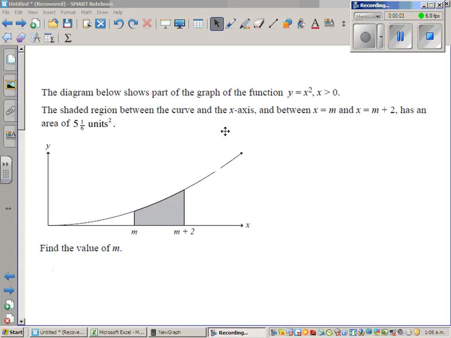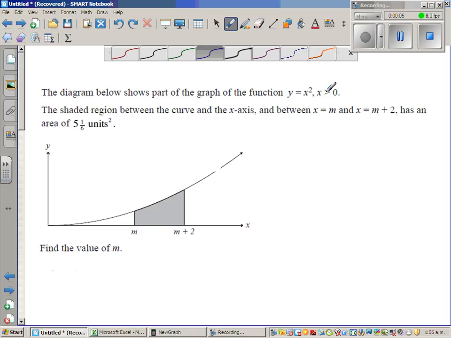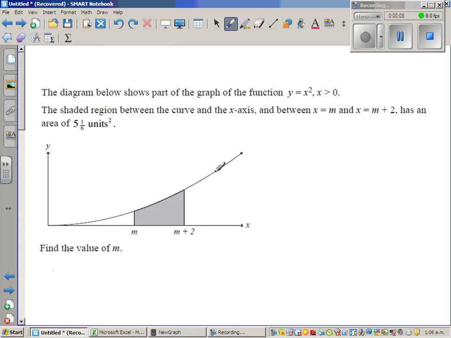The diagram below shows the graph of the function y is equal to x squared, where x is greater than 0. So this is your graph of y is equal to x squared. Now, the shaded region between this curve, the x-axis, and between x is equal to m and x is equal to m plus 2 has an area of 5 1/6 units squared. So the question is, what's the value of m?